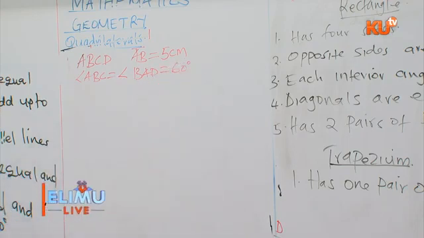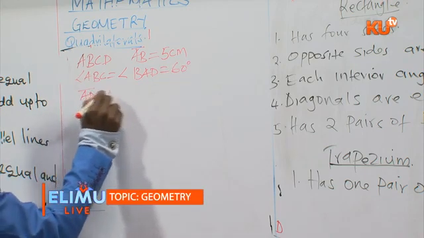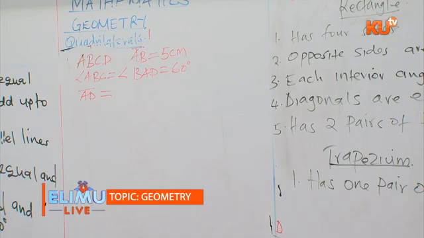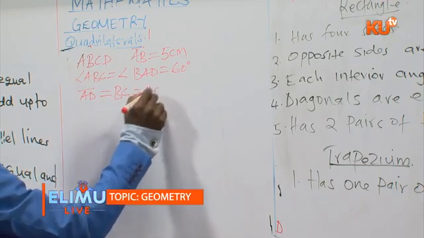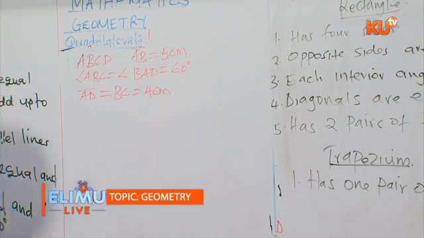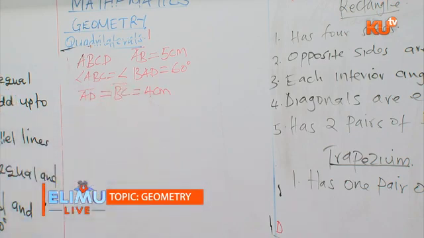And then we also have line AD equal to line BC, which is equal to 4 centimeters. Then after that, we can answer a few questions there.